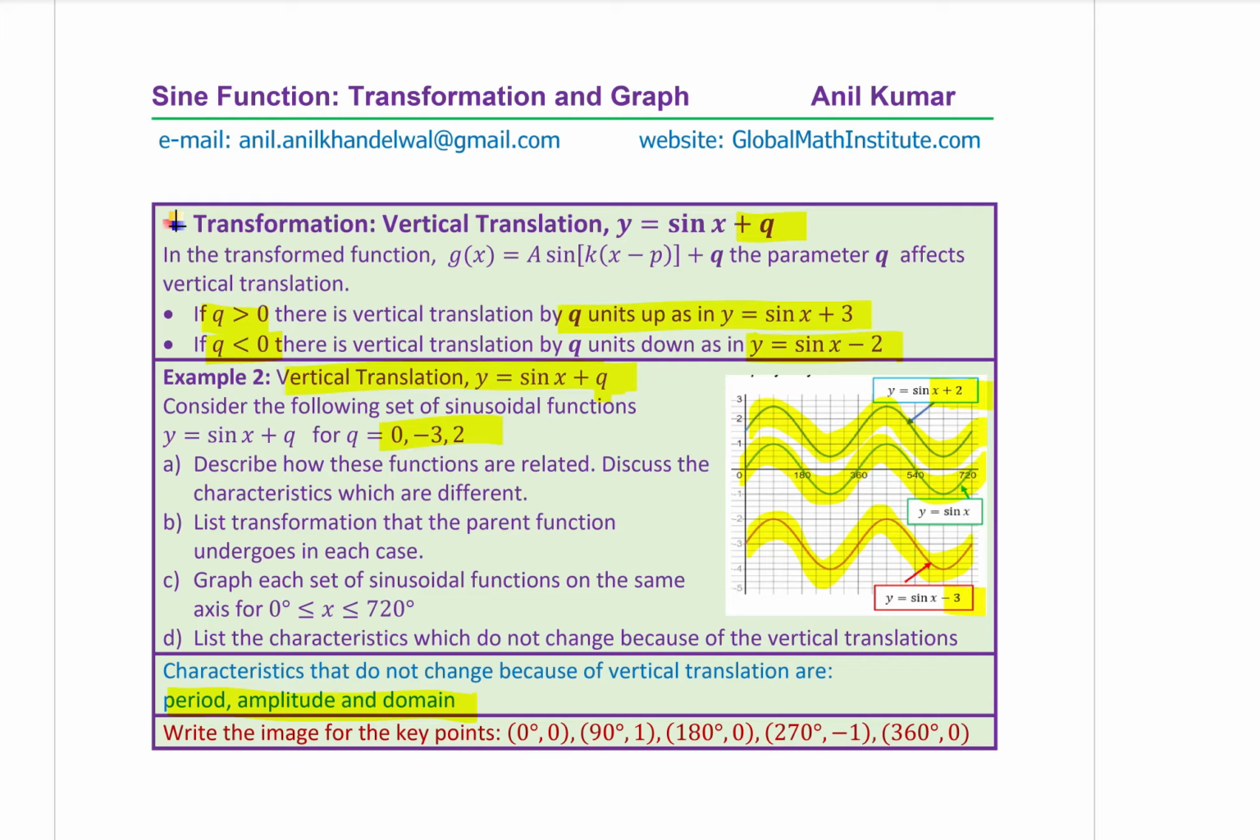Perfect. Now, another important thing here is to list the characteristics which do not change because of the vertical translation. This is a very common part in examinations. So whenever you're looking into transformations, always see what gets affected and what doesn't. That should help you.